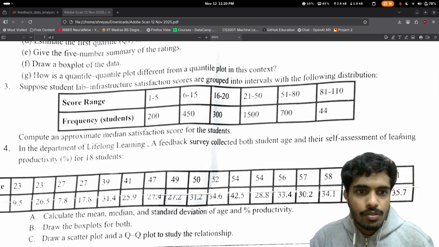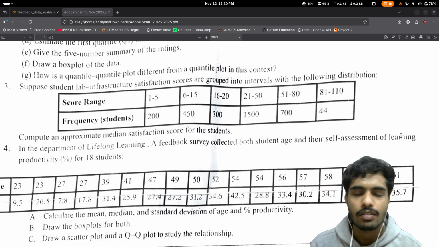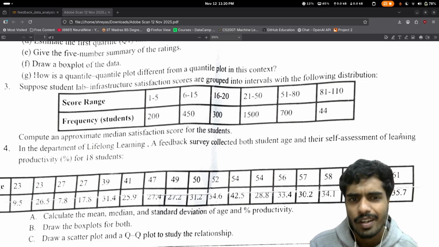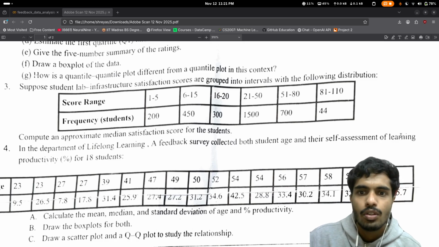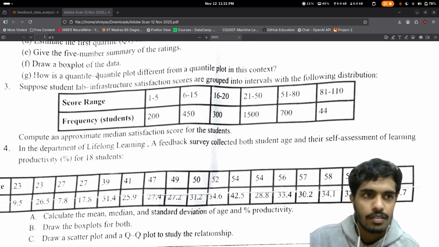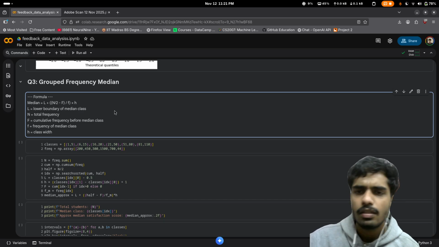Okay, so in the third question, we have a data set with a range and its frequency, right? In this, we have ranges from 1 to 5, 6 to 15, 16 to 20, and so on. We have a frequency for each, and we have to find the approximate median satisfaction score for the students. Before finding the median satisfaction score, we need to find some other things for it, right?